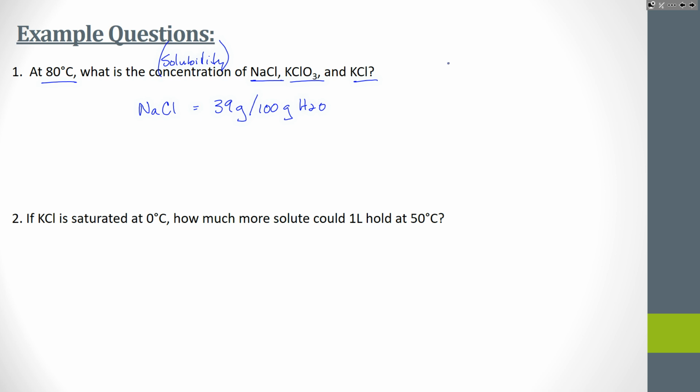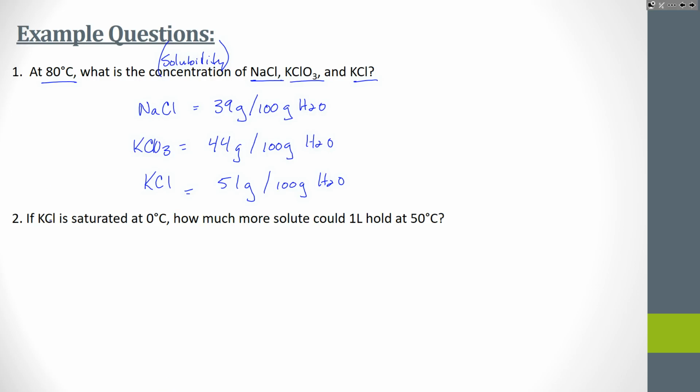Notice we say per 100 grams. Okay? We always want to include that because if we have more water, we should be able to dissolve more salt. KClO3 was approximately 44 grams per 100 grams of H2O. And then KCl was approximately 51 grams per 100 grams of H2O. Okay, that's all we need to do for that question. It's just asking you to read the values off the table.